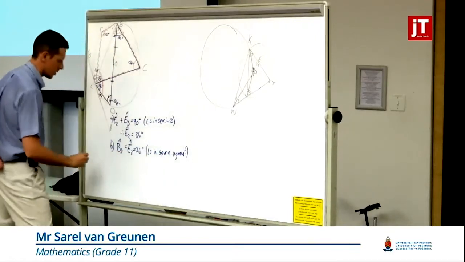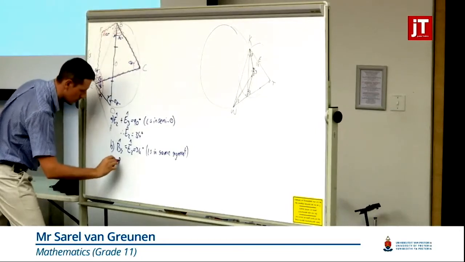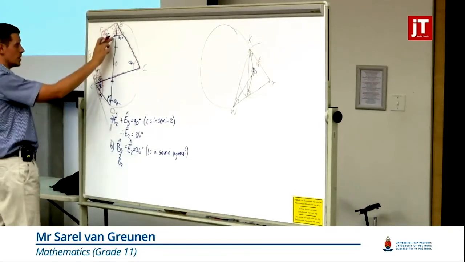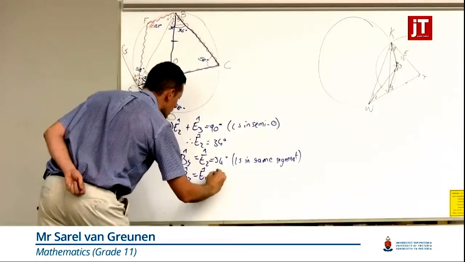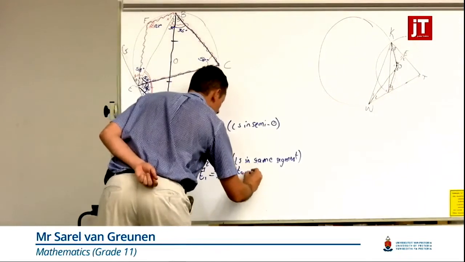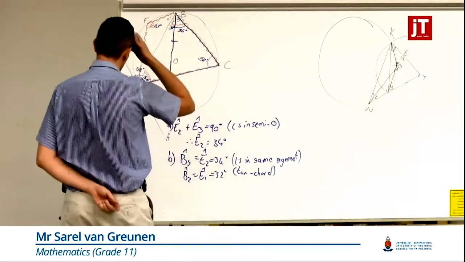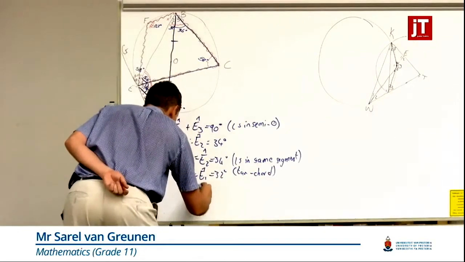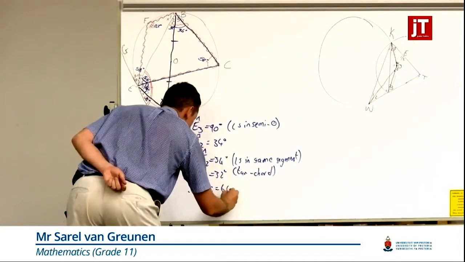Angles in same segment. Now, why is B2 32? Well, B2 is E1, tan chord. And lastly, therefore, angle EBC is 66 degrees.